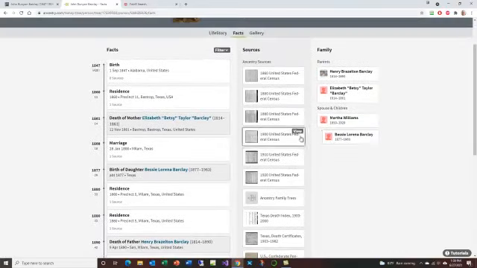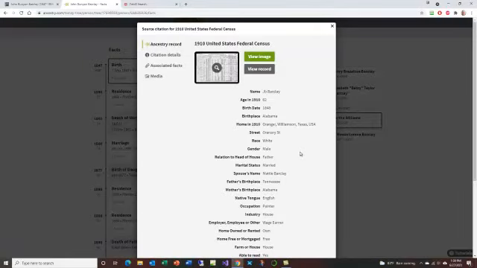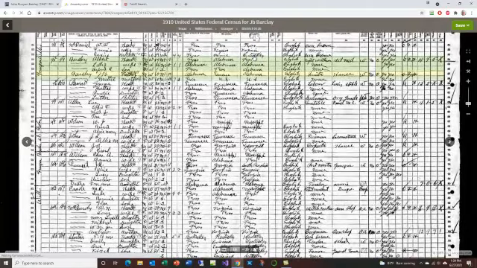Let's look at one other: the 1910 census. In 1910, the census enumerators were instructed to ask any male that was over the age of 50 whether they were a Civil War veteran or not. And if we look in this case, we will see John Bunyan Barclay was living with his son and his family at the time in Granger. That's where he was buried.